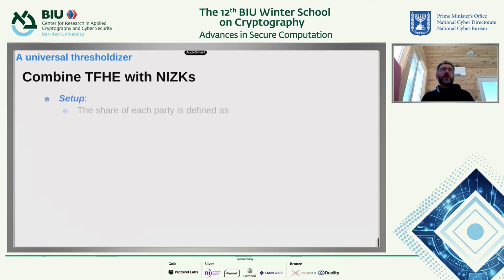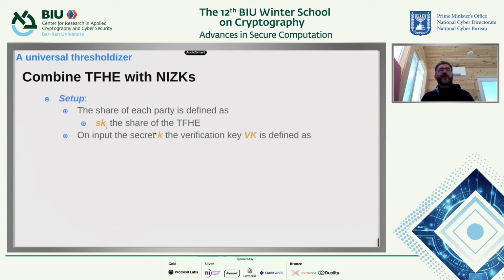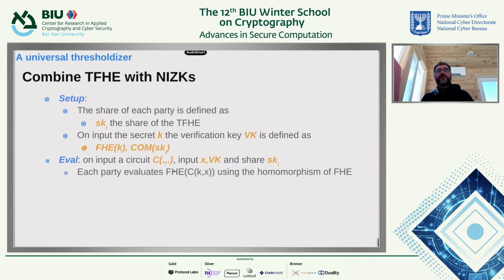In the setup, the share of each party is the share of the threshold FHE. If K is the secret key of your cryptographic scheme, you're going to encrypt it with the FHE, and you're going to commit to all of this. And this will give you the verification key. Now, on input a circuit C, X, VK, and share SK_i, you can evaluate the circuit C on X and K using the homomorphism of the FHE.